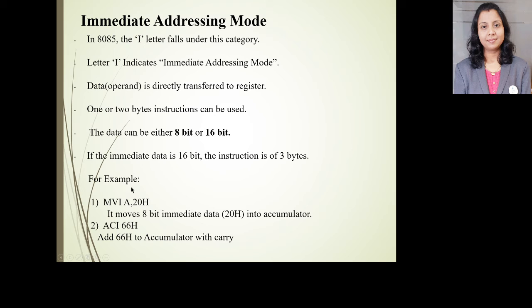Now for example, for immediate addressing mode, MVI A, 20H, H is hex. It moves the 8-bit immediate data, that is 20H, which is specified, into the accumulator. ACI 66H, that is add the immediate data given here, 66H, to the accumulator with carry. The letter I is specified here, which means immediate addressing mode.